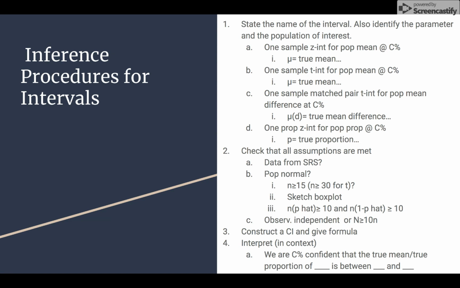The second step is to check that all assumptions are met: data from an SRS, is the population normal (there are a few steps for that depending on what you're using), and are the observations independent. The third step is to construct a confidence interval and give the formula, which were all in the previous three slides. And fourth is interpret in context. You'll always state that we are C percent confident that the true mean or true proportion of, and then state the interval that it's on.